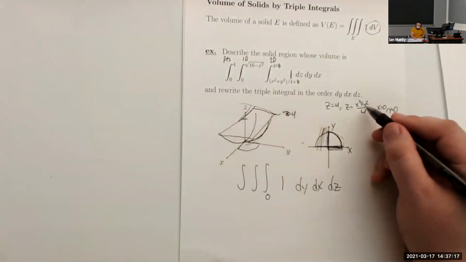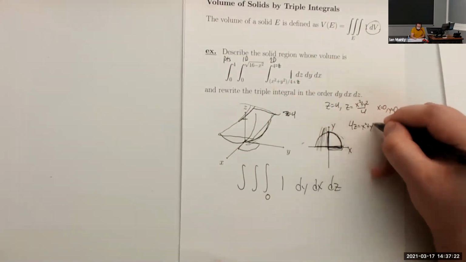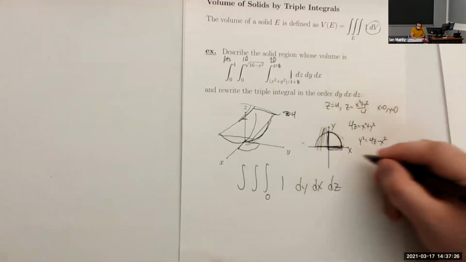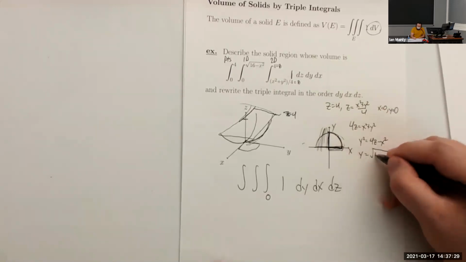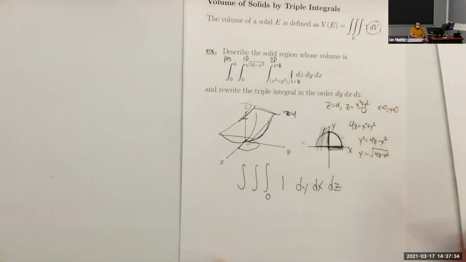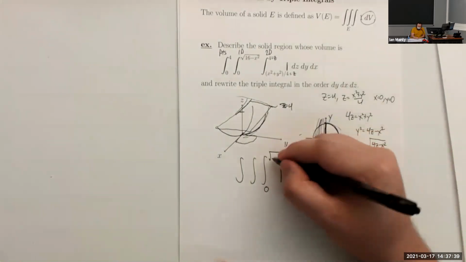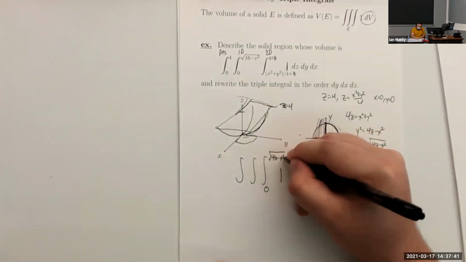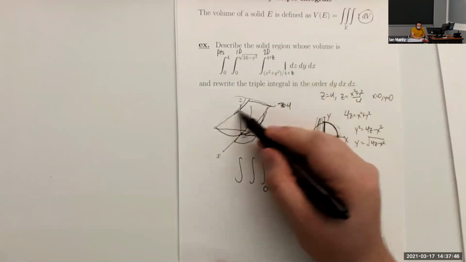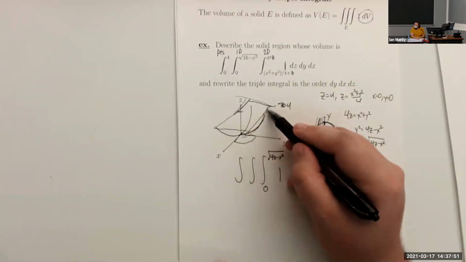So what we need to do is solve this for y. So we have 4z is x squared plus y squared. y squared is 4z minus x squared. And then y will be the square root of 4z minus x squared here. And we take the positive square root because we're in the first octant. So that is going to be our upper surface here. All right, so to recap, we had our y equals 0 plane back here, and then y equals the square root of 4z minus x squared.